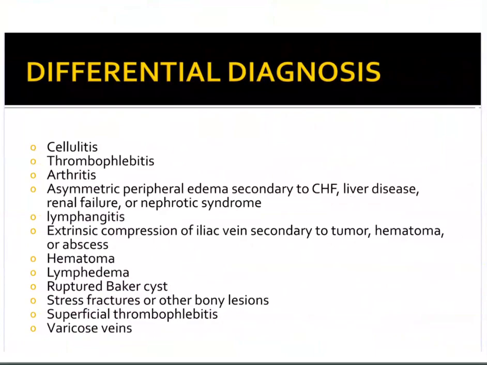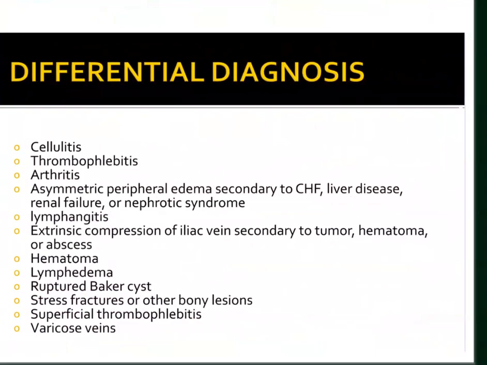Okay, we can have lymphedema. We can have a ruptured Baker cyst. We can have stress fractures. We can have bony lesions. We can have superficial thrombophlebitis. We can have varicose veins.